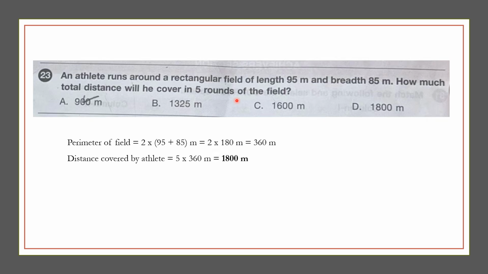Athlete covered the 5 rounds of the field. So total distance covered by the athlete is 5 times 360 meter, which is 1800 meter. So our answer is option D.